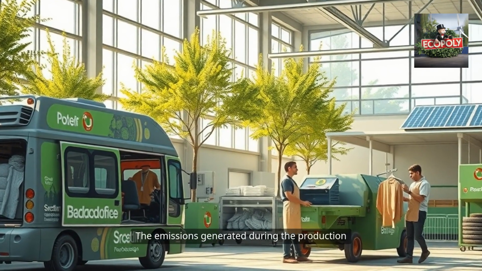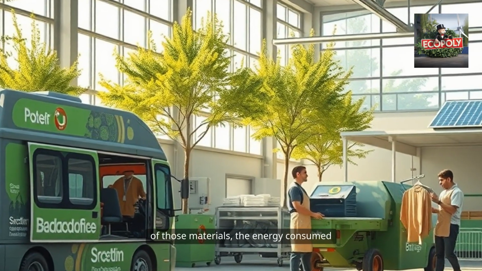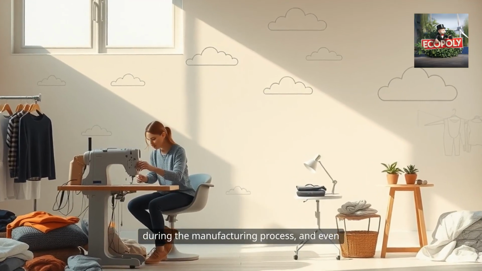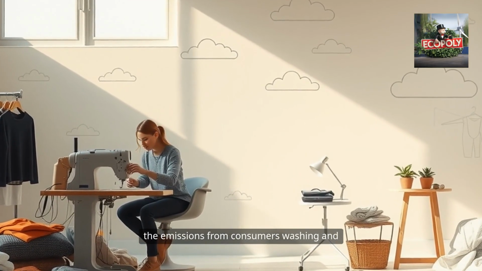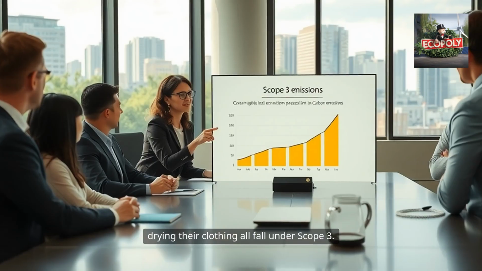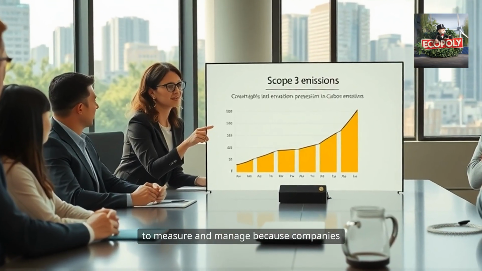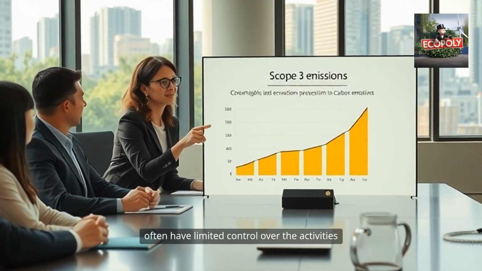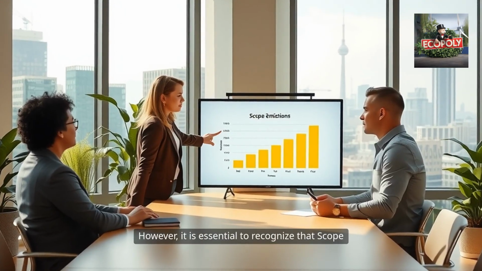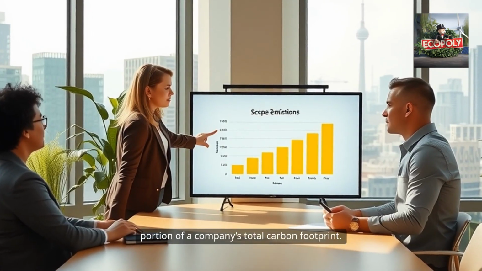The emissions generated during the production of raw materials, the transportation of those materials, the energy consumed during the manufacturing process, and even the emissions from consumers washing and drying their clothing all fall under Scope 3. This scope is particularly challenging to measure and manage because companies often have limited control over the activities of their suppliers and customers.